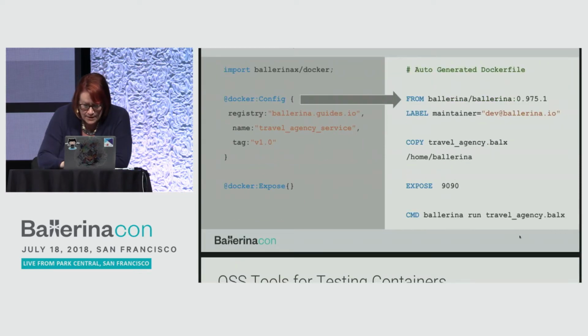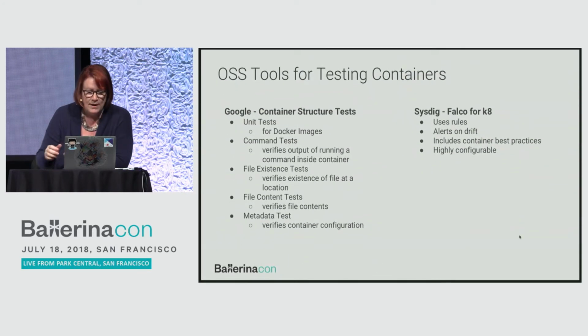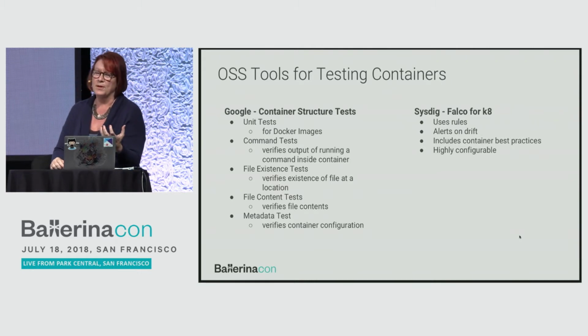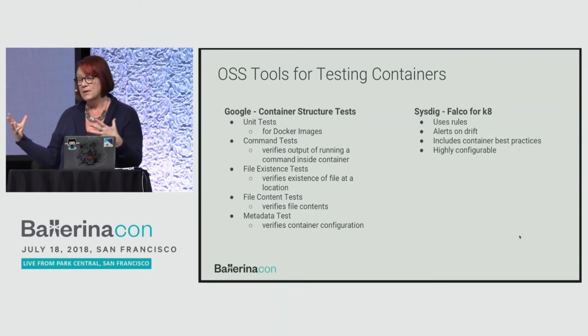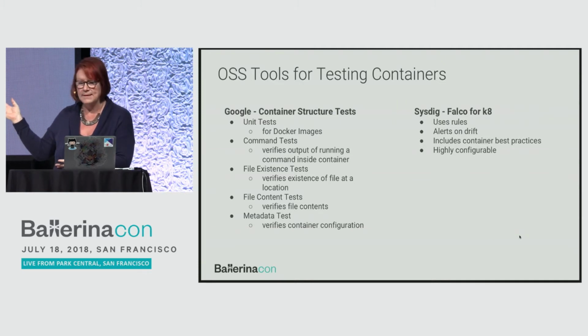So let's see if I can go here. In addition to what's available in Ballerina, as was shown in some of the other presentations, Ballerina integrates nicely with some other tools if you have needs for higher levels of testing. A tool that I'm starting to look at, and my links will be in these slides, is Google's container structure test tool, which meets all those needs that I just talked about. So you can do unit tests for the Docker image, command tests that verify the output, file existence tests that verify the input, file contents, and metadata tests. I'm going to be working with that and publishing on it, so you can follow me on social media and see how that goes.